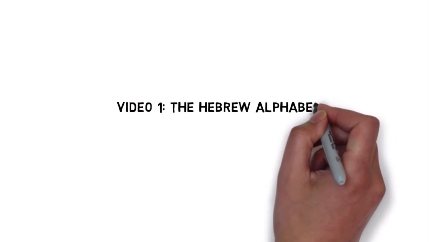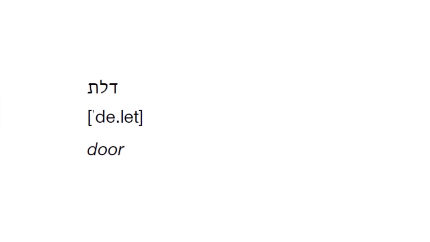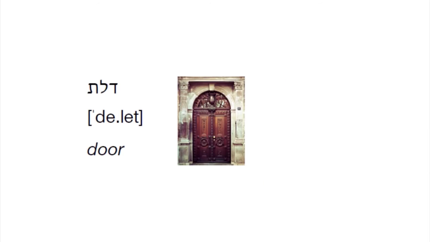So, let's get started. In this first video, we're not going to cover the entire Hebrew alphabet. That would be a bit overwhelming, but I want you to get a feel for how the alphabet works. So we'll start with an example. This is the Hebrew word delet.